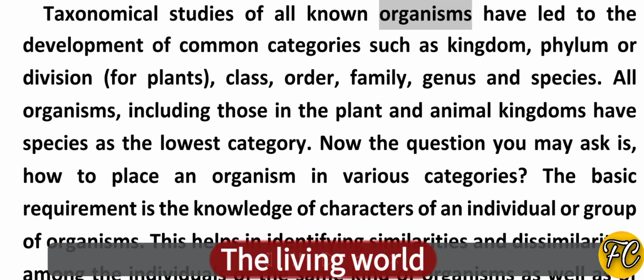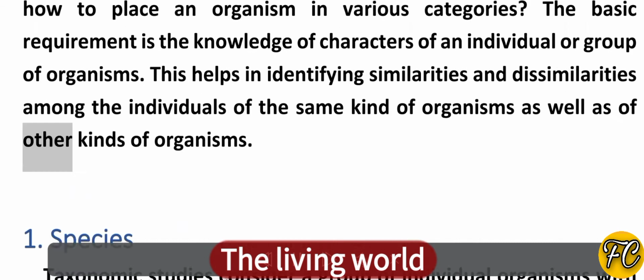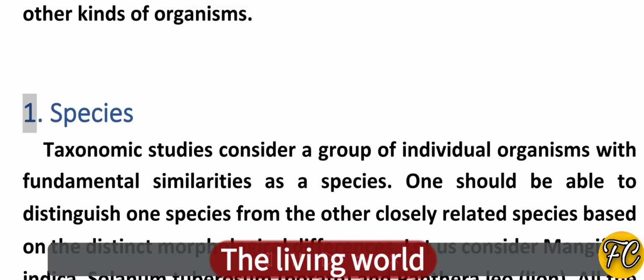Taxonomical studies of all known organisms have led to the development of common categories such as kingdom, phylum or division for plants, class, order, family, genus and species. All organisms, including those in the plant and animal kingdoms, have species as the lowest category. Now the question you may ask is, how to place an organism in various categories? The basic requirement is the knowledge of characters of an individual or group of organisms. This helps in identifying similarities and dissimilarities among the individuals of the same kind of organisms as well as of other kinds of organisms.